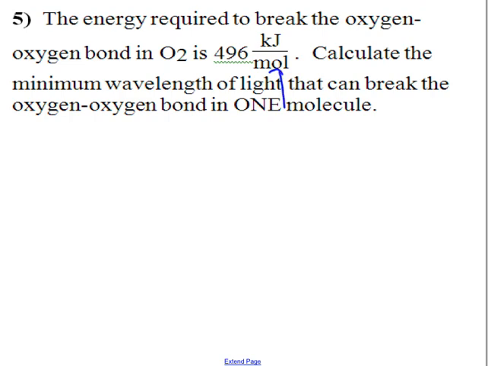Exactly. We're breaking 6.02 times 10 to the 23rd bonds there. Correct, right? So the question is, calculate the wavelength of light that can break the oxygen-oxygen bond in 1 molecule. So what do we need to do? By dividing by this, what are we actually finding? Kilojoules per 1 molecule, and that's what we want to do. Are kilojoules going to be any useful to us, though?